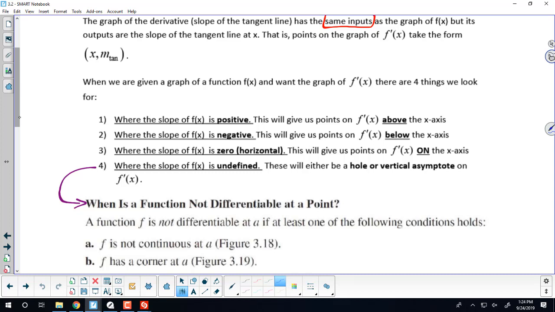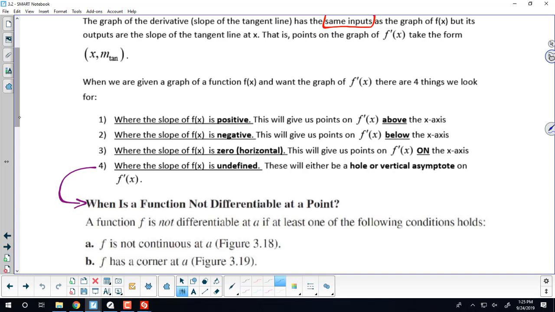So where the slope of the given function f of x is positive, and you just imagine putting your pencil on there, is the slope positive or is it negative? Depending on what that tangent line is doing, that determines where you're going to draw the graph of the derivative. If the slope is positive, you have the part of your derivative above the x-axis. Slope's negative, the graph of the derivative is below the x-axis. Where your slope is horizontal, the tangent line is horizontal, your derivative will have zeros or x-intercepts.